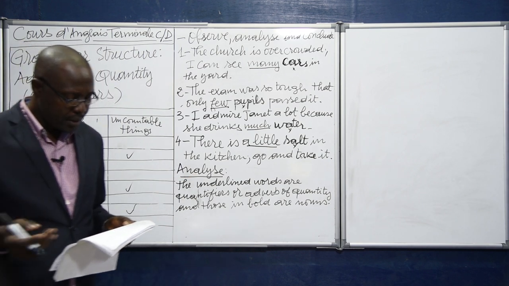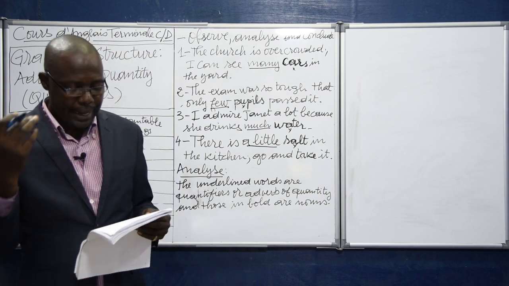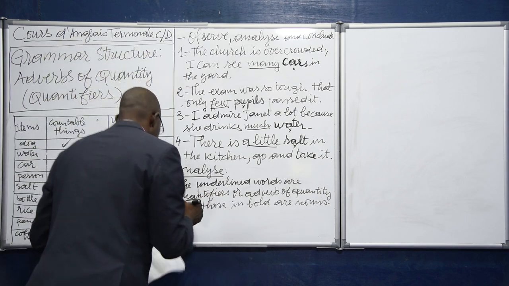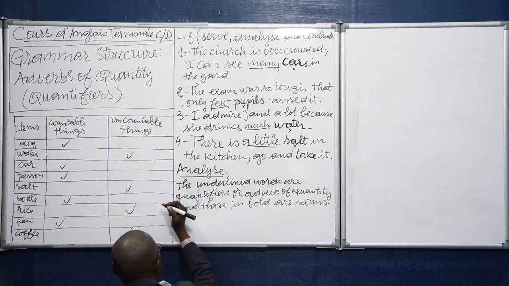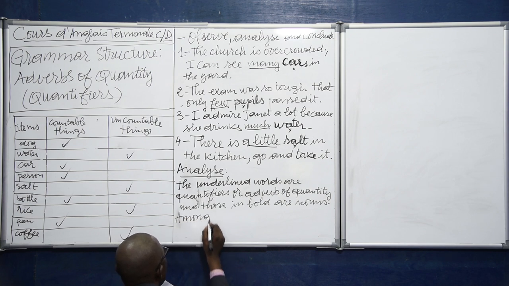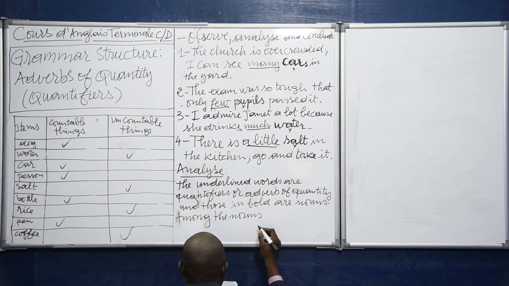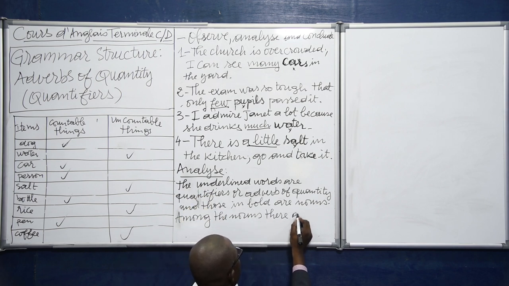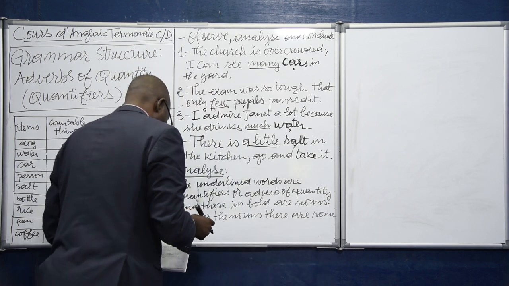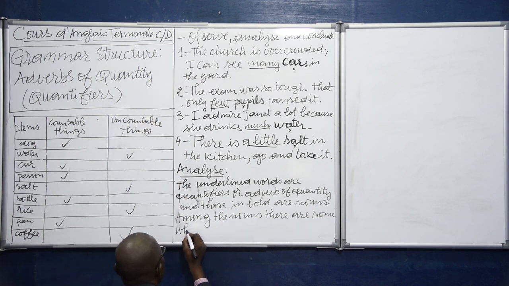So among the nouns, there are some which can be countable. Among the nouns, there are some which can be counted.